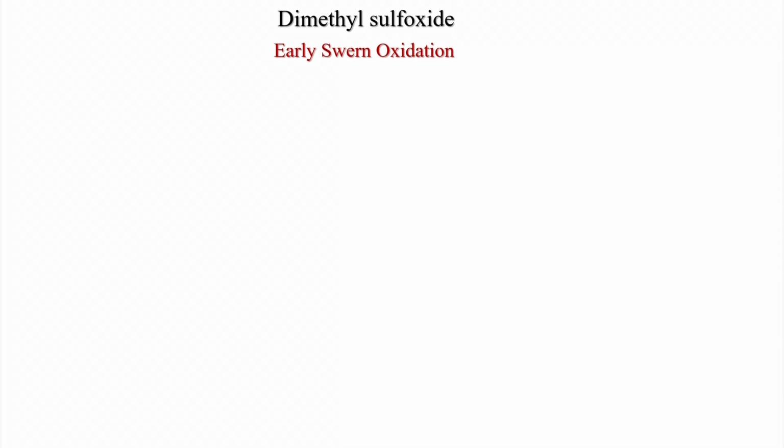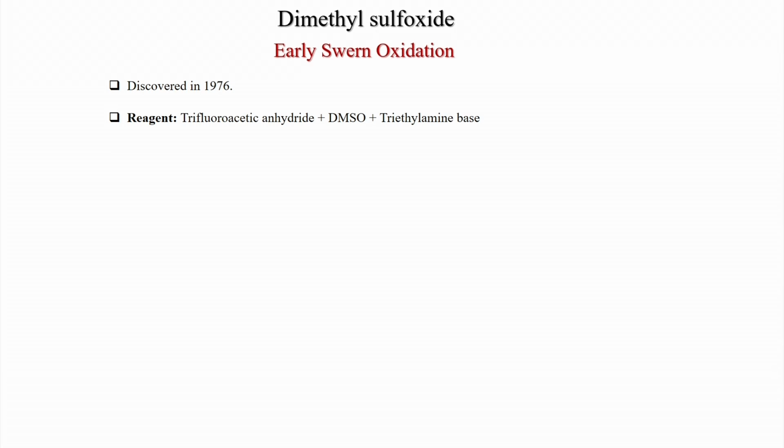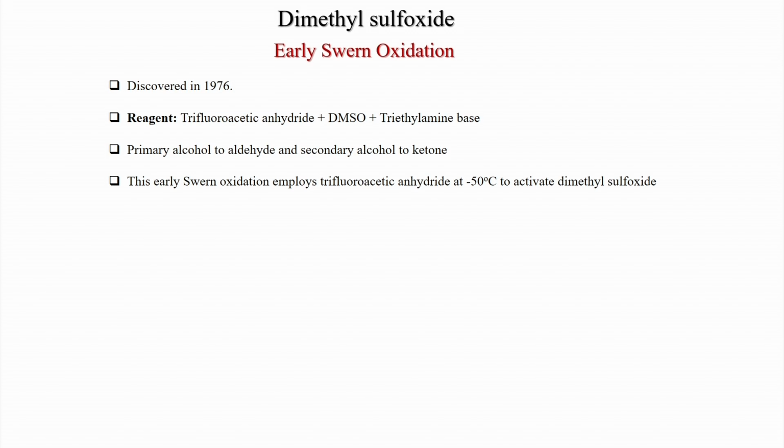Swern oxidation is a very popular oxidation reaction. So, Swern first developed a reaction which is called the early Swern oxidation, discovered in 1976, and here trifluoroacetic anhydride was used as the activator, with DMSO and triethylamine base. Here also primary alcohol goes to aldehyde and secondary alcohol to ketone, and this early Swern oxidation employs trifluoroacetic anhydride at minus 50 degrees centigrade to activate dimethyl sulfoxide. So, here also we can discuss the mechanism.